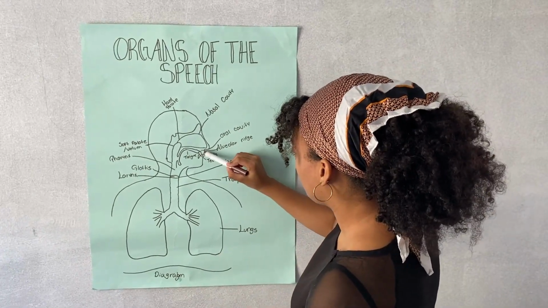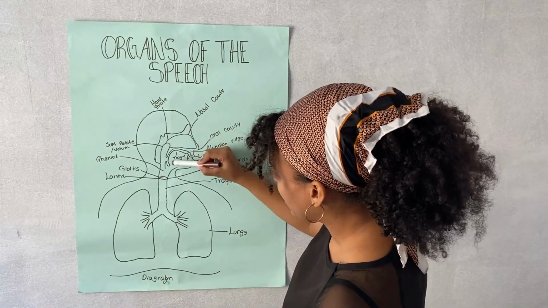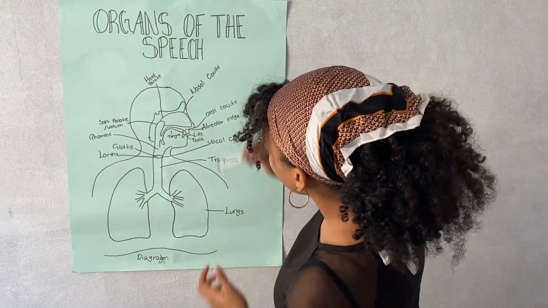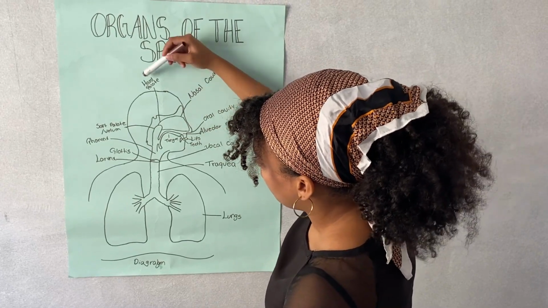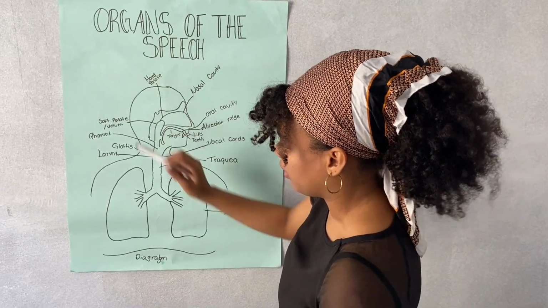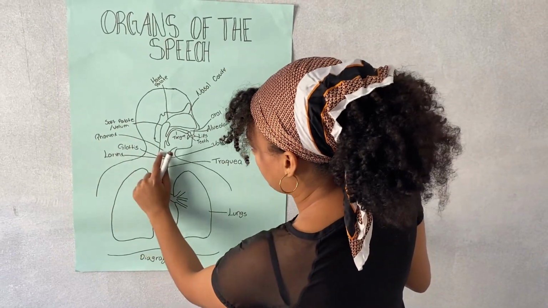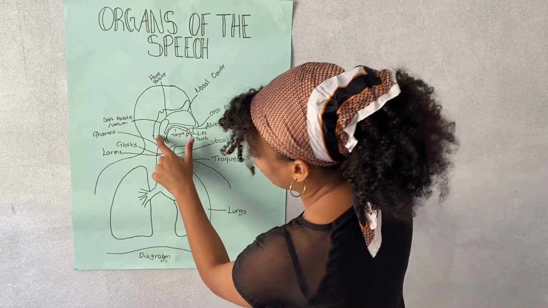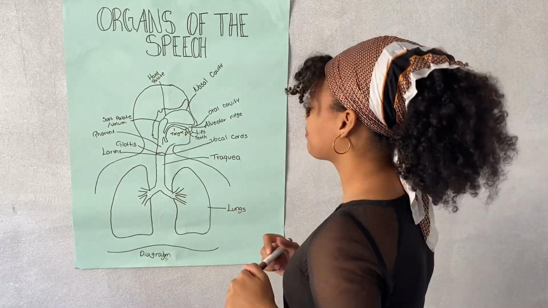We have the alveolar ridge, our oral cavity located in our mouth, and the nasal cavity, in which we have the hard palate and the soft palate or velum. We also have right here the pharynx, and there is a small part right here called the epiglottis. That is everything.